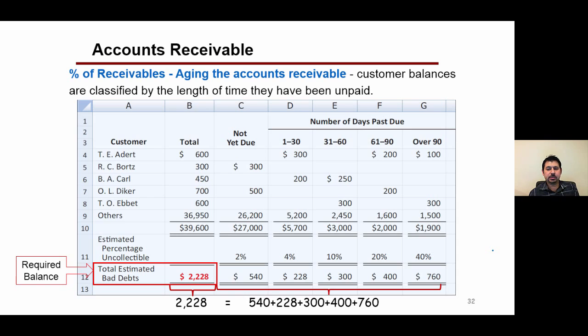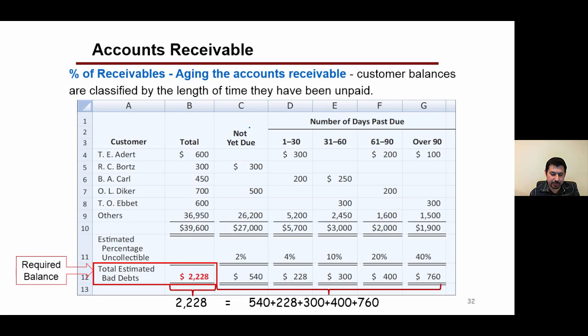The other method is called aging the accounts receivable. This is basically using the percentage of receivables. The idea here is that, based on last year and the years before, the company will first categorize the accounts receivable based on the length of time the account has not been paid yet. So the longer past the due date, the more likely it is to be uncollectible. This is based on previous experience with regards to each category.